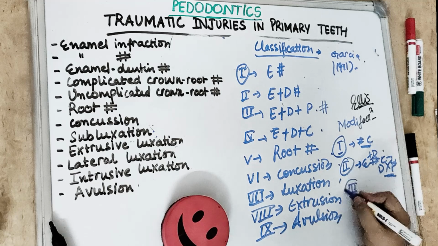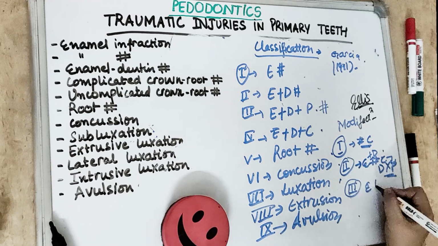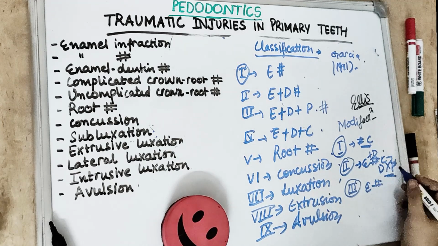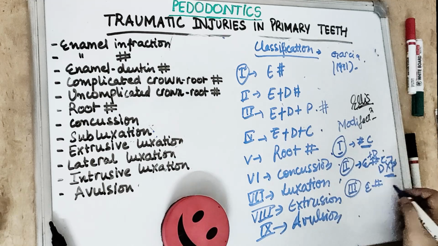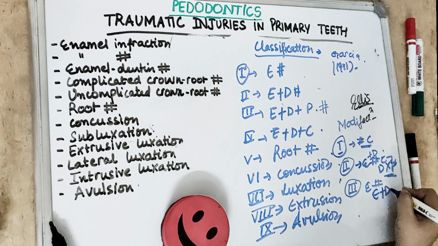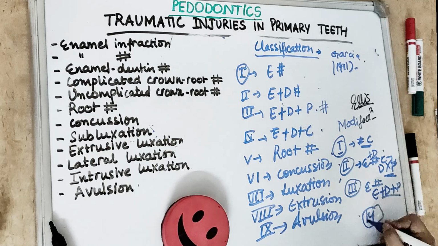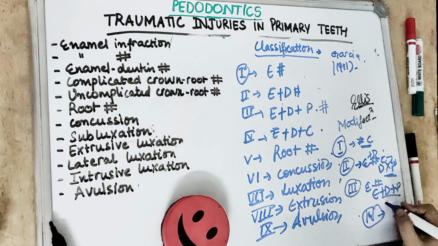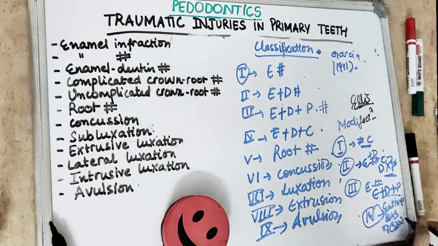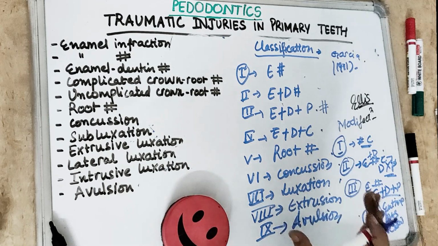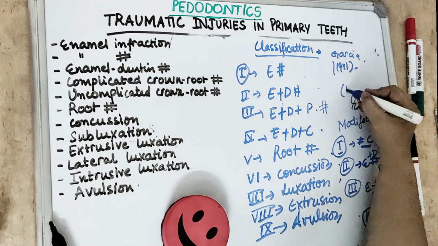Class 3 is when there is an extensive fracture of the crown, and as you all know, the third is always enamel plus dentin plus pulp involved. And the 4th one is when there is entire loss of the crown. So this is the modification of the Ellis classification by McDonald and Avery in 1983.